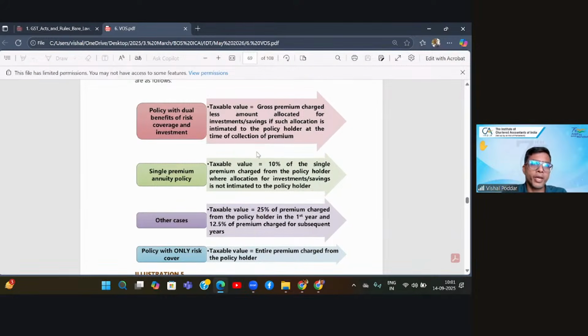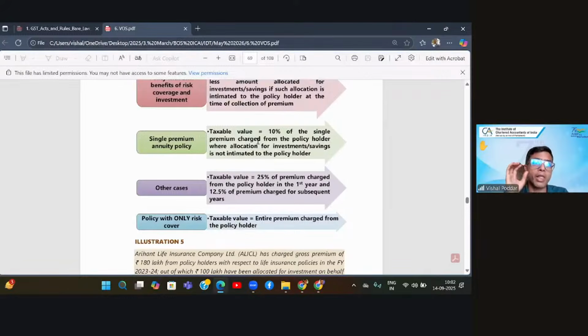However, where I am taking a policy which is with dual benefit, risk coverage plus investment, which is called an endowment policy, then there are two possibilities. One, the policy itself specifies how much is towards investment. Then what is the taxable value? It is the gross premium less the amount allocated for investment, which is intimated to the policy holder at the time of taking the policy itself. So here also valuation is simple. 4 lakhs minus 3.5 lakhs, which is specified to be going for investment, deducted. So 50,000 is the taxable value.